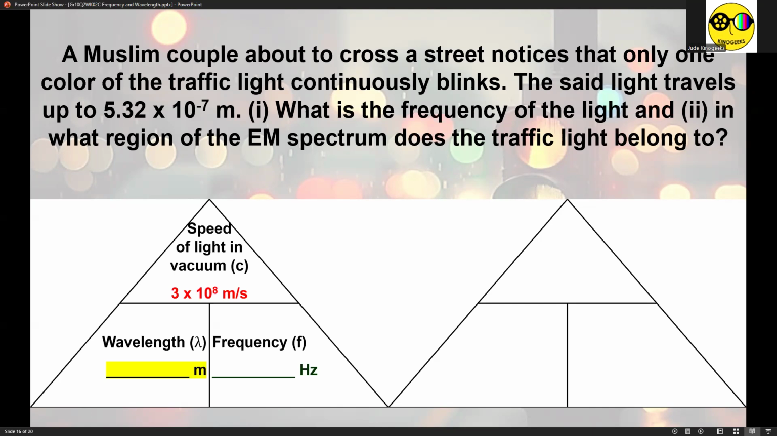So, even though we're going to solve a different quantity for this one, there's no denying that the speed of light in vacuum remains at the top. While the value 5.32 times 10 raised to negative 7 meter, given the unit meter, falls on the wavelength.